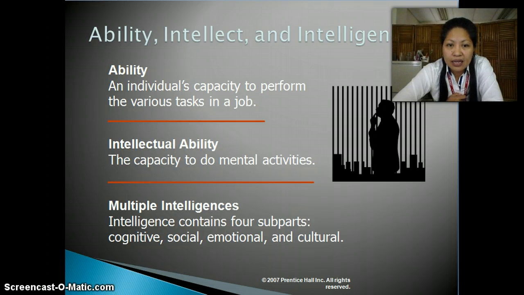And there are now different types of intelligences. As you may very well know, there are multiple intelligences that cover different areas. So there is cognitive, social, how we deal with other people, emotional, how we handle our feelings and emotions, and of course, cultural, our context, our background.